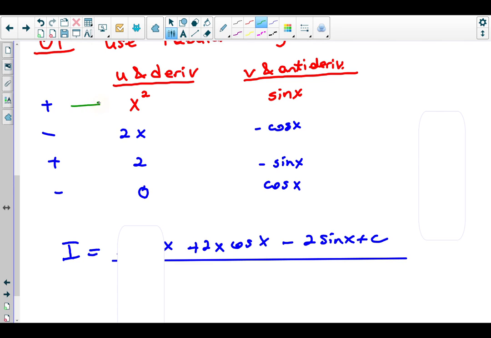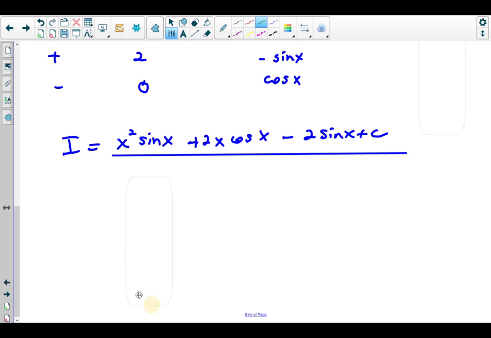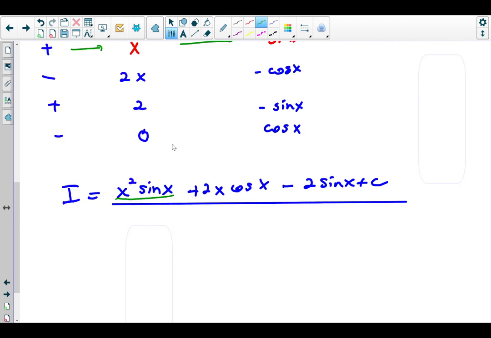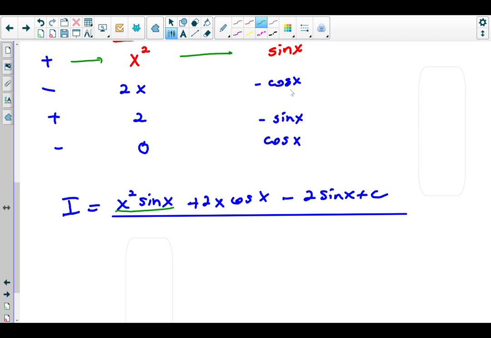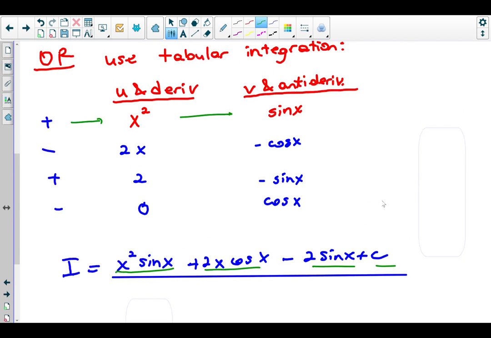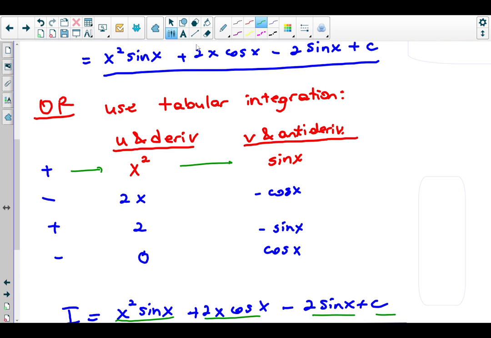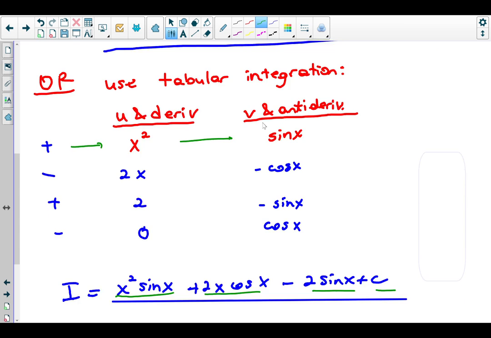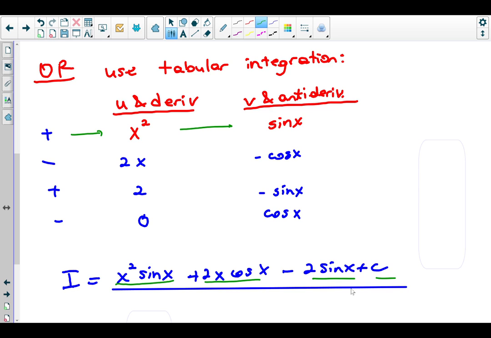So now what you do is, don't forget the plus minus alternating signs here. You're going to multiply them across. So positive x squared sine x, we write it down. That's going to be our first term. Then negative 2x times negative cosine x multiplies to positive 2x cosine x, you get the second term. Then positive 2 times negative sine x, that's altogether negative 2 sine x. And then here you get nothing, 0. So you just add the plus c at the end. Check that with our earlier answer, and you'll see it's exactly the same. The answer up there is exactly the same as the answer down here.